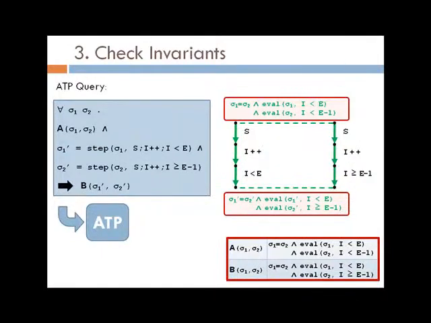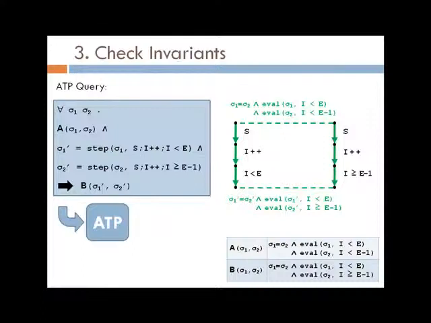The theorem prover can now show that the resulting states are equal because the initial states are equal and the statements being executed are the same. It can show that I is less than E in the left state because the left path just took a branch requiring I be less than E. And similarly, it can show that I is greater than or equal to E minus 1 in the right state because the right path just took a branch with I greater than or equal to E minus 1. Thus, the theorem prover can determine the validity of this query fully automatically using simple decision procedures and no inductive reasoning.